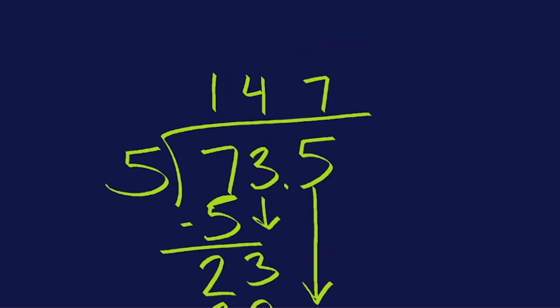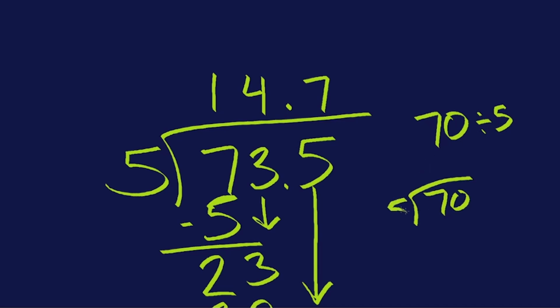But this is incorrect. What's incorrect about it? We forgot one thing. The decimal place in the answer. And let's do some estimating to make sure we can see why that's true. 73.5 is close to 70. So 70 divided by 5, or how many 5s go into 70? We could solve that real fast. Very easy.